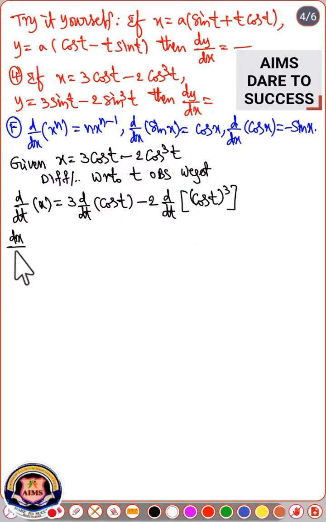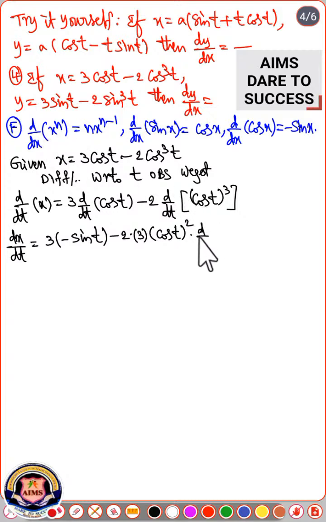Next, dx by dt is equal to 3 into the derivative of cos t, which is minus sin t, minus 2 into, this looks like the derivative of x power n. Here n is 3 and x is cos t. We get 3 into cos t whole power 3 minus 1, that is 2, into the internal derivative, because this looks like x only but is not exactly x, so you can apply the internal derivative d by dt of cos t.